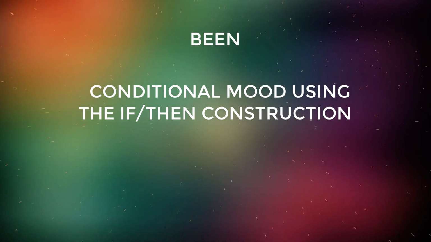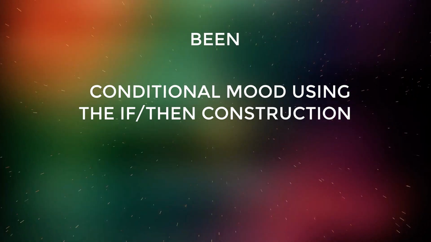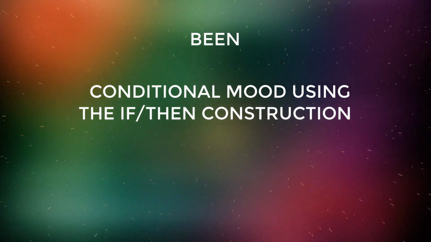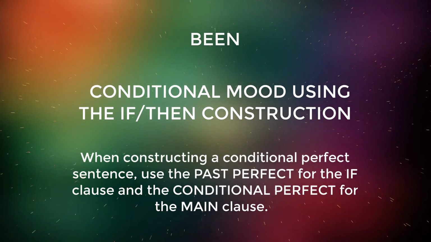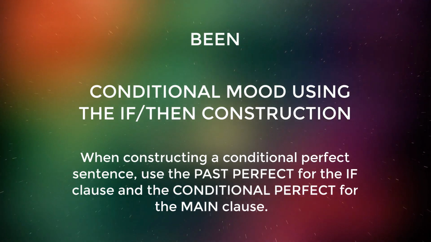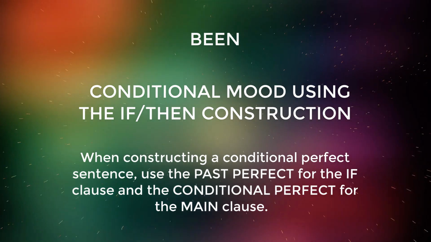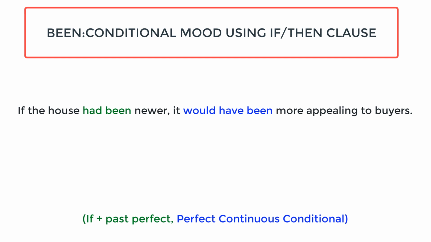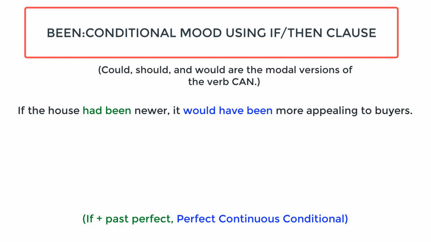Been is also used in conditional perfect sentences with the if-then construction. When constructing a conditional perfect sentence, use the past perfect for the if clause and the conditional perfect for the main clause. Like in this example, if the house had been newer, it would have been more appealing to buyers. Remember that could, should, and would are the modal versions of can, the ability to do something.